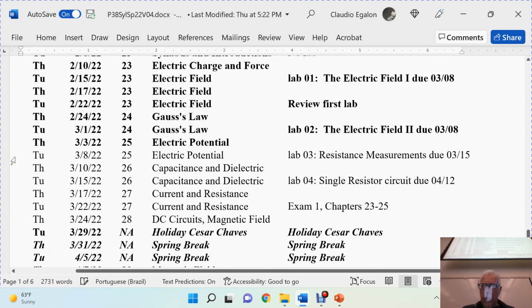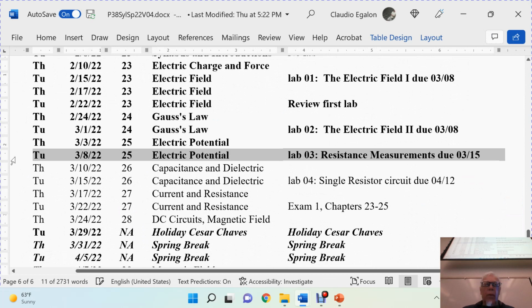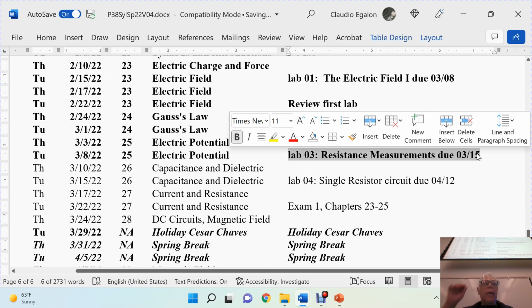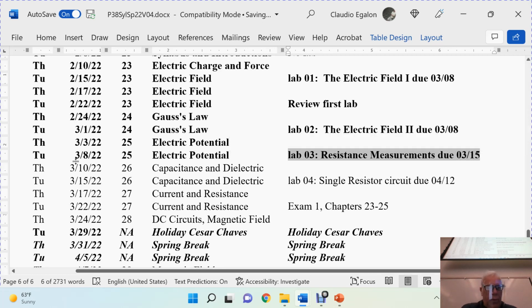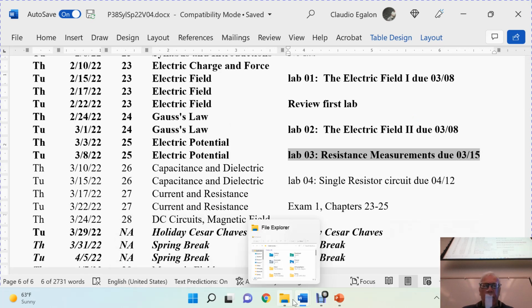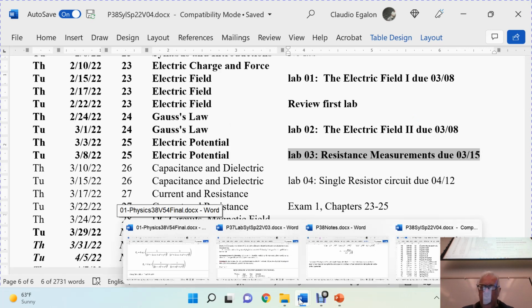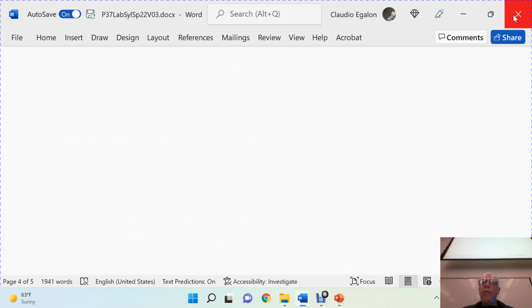Okay, electric potential. Today is the 8th. We're going to cover resistance, and we're still on time, right? Electric potential. And we are going to cover resistance measurement in the lab today. Okay, what time is that? 5:30. So we're in good shape here. And let's take a look at another problem. Another example. Let me close this one. I don't need it.